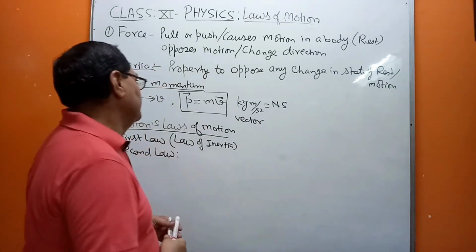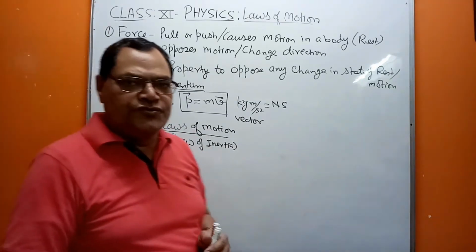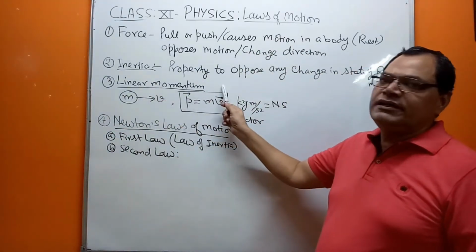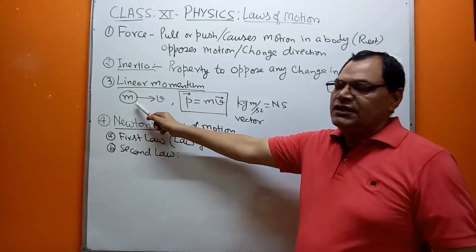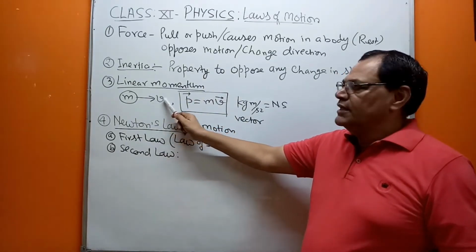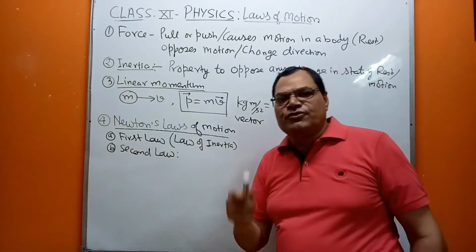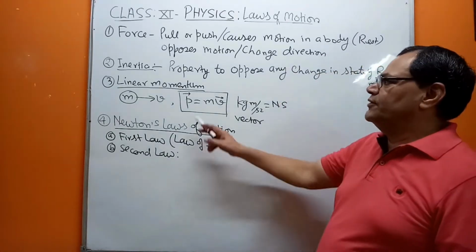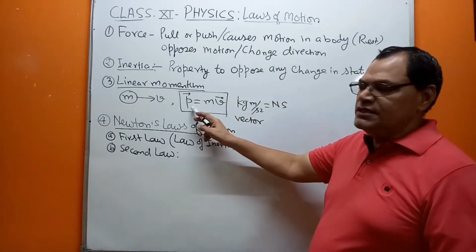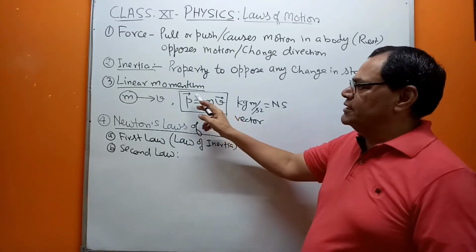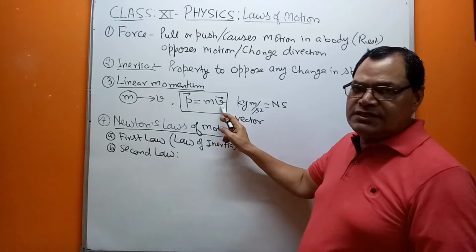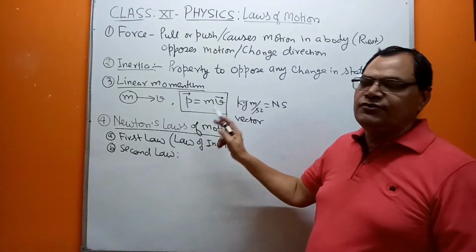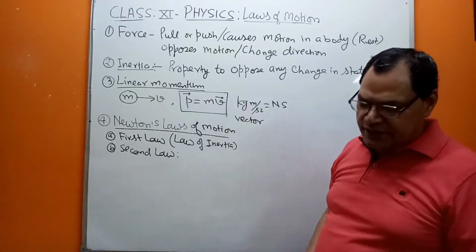To overcome that inertia, we need to apply a force to move the body or to stop a moving body. And as and when any body moves, there is a new term called linear momentum. When a body of mass m moves with a uniform velocity v, then momentum p is defined as the product of mass and velocity of the moving body. So p is equal to m into v. Velocity is a vector and p is also a vector quantity, so you have to represent it in vector form: p vector is equal to m into v vector.